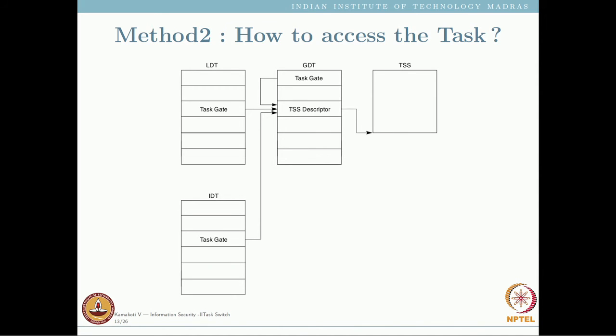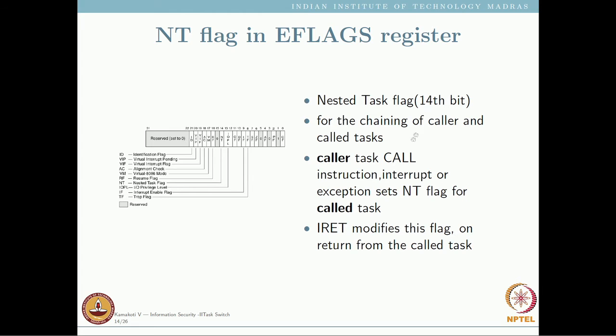Now, so the IDT will also have a task gate, your LDT will also have a task gate, and this task gate will go to a TSS descriptor. Your GDT can also have a task gate, and then it can go to a TSS descriptor, and this is the TSS. And note that there is a nested flag, NT flag, in the EFLAGS register. This is the 14th flag of the EFLAG register.